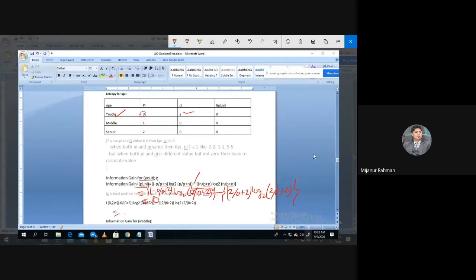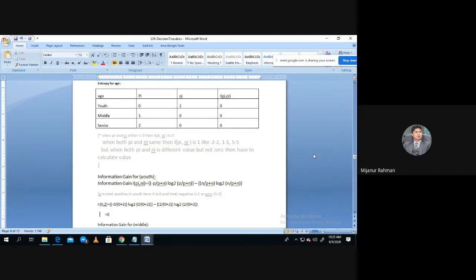So now what is your next task? You have to find out the information gain for middle, then you have to find the information gain for senior. So I think you can understand.